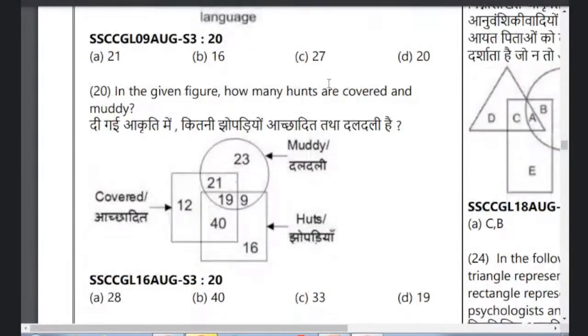So, how many huts are covered and muddy? That means we have to select who lie in both the square and also the circle. Option D, 19. So 19 is the correct option.